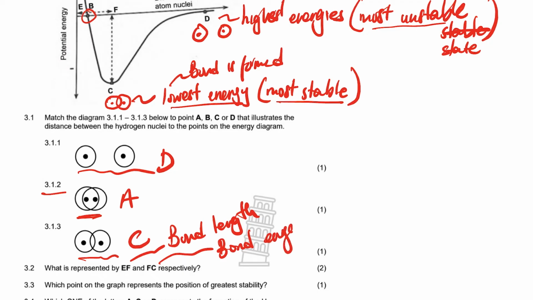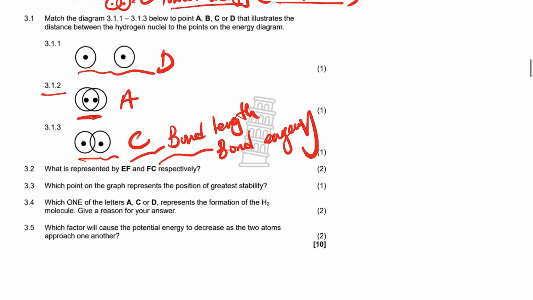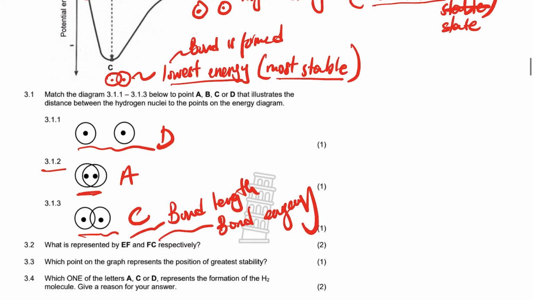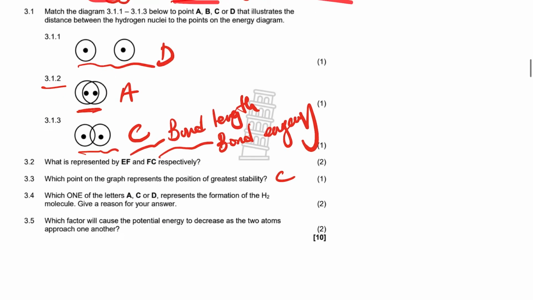Now it says in 3.3, which point on the graph represents the position with the greatest stability, which is the most stable state? It's going to be point C, as I've mentioned. So this is the most stable, right?